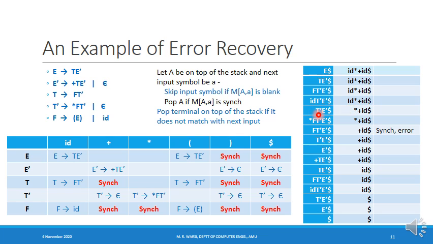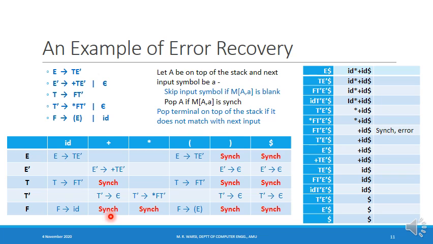I consult the parsing table now for the entry T dash comma star. T dash comma star contains this production. So T dash will be expanded with star FT dash. So T dash has been expanded with star FT dash. Now once again, the topmost stack symbol is star, which is a terminal symbol, and it is matching with the next input symbol, so it will be eliminated from both places. Now we reach this configuration of the parser. I consult the parsing table for F comma plus. F comma plus contains a sync entry.